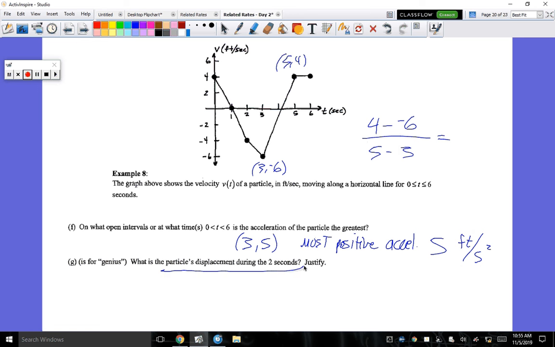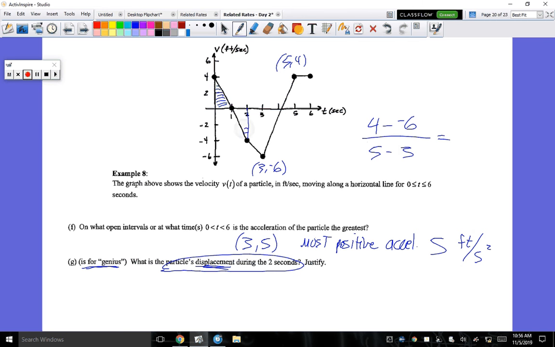What is the particle's displacement during the first 2 seconds? During the first 2 seconds. So, first of all, well, no, I can show you right now. But you won't be quizzed or tested over this yet. You'll be quizzed or tested over this whenever we get to integrals. The displacement of a velocity graph is the area underneath the curve.